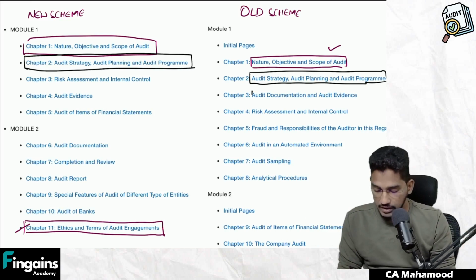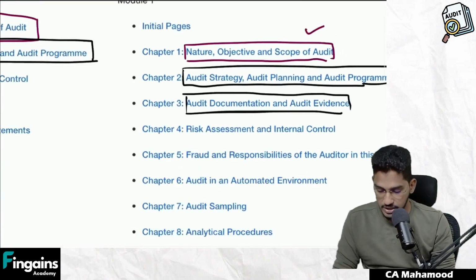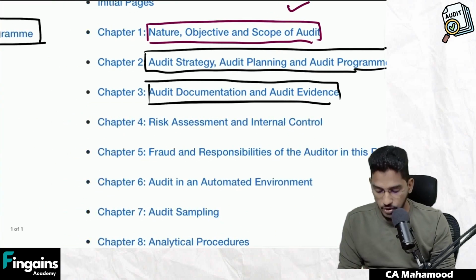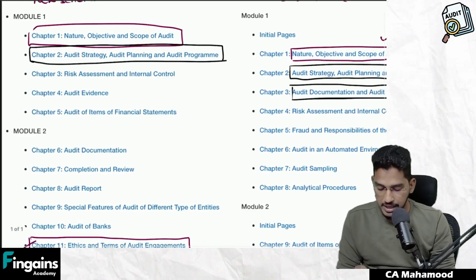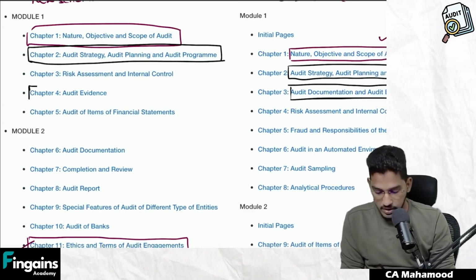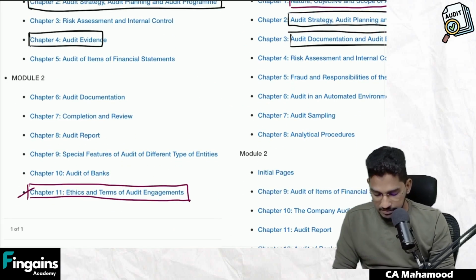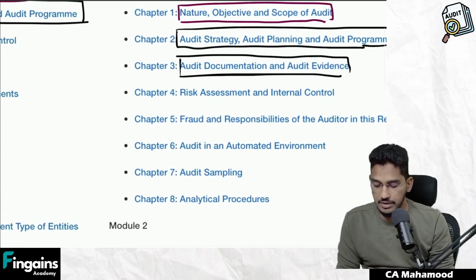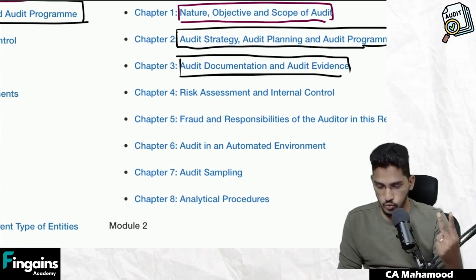Then under the old scheme, we had audit documentation and audit evidence. Able to see here? Under the old scheme, we had a chapter called audit documentation and audit evidence. Now this chapter has been divided into 2 parts. Chapter number 4, audit evidence, and chapter number 6, audit documentation. So earlier we used to have one single chapter, and now that one single chapter has been divided into 2.